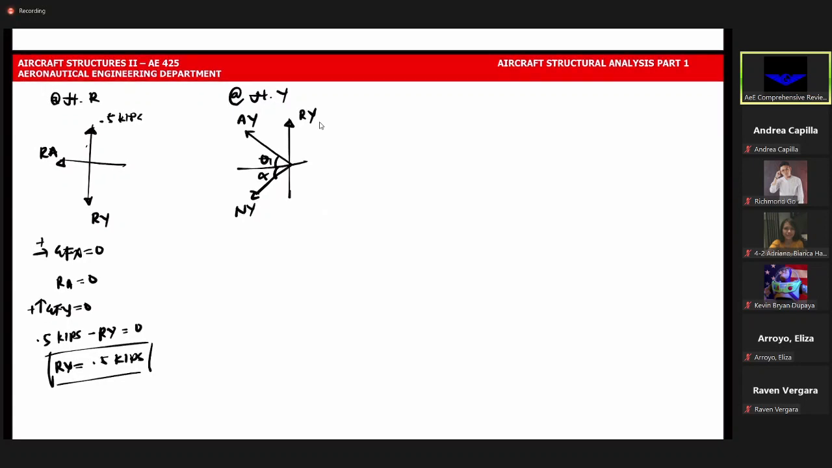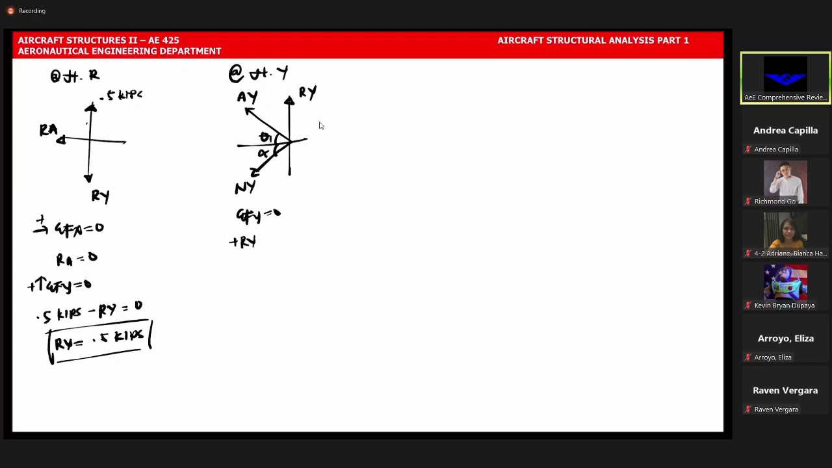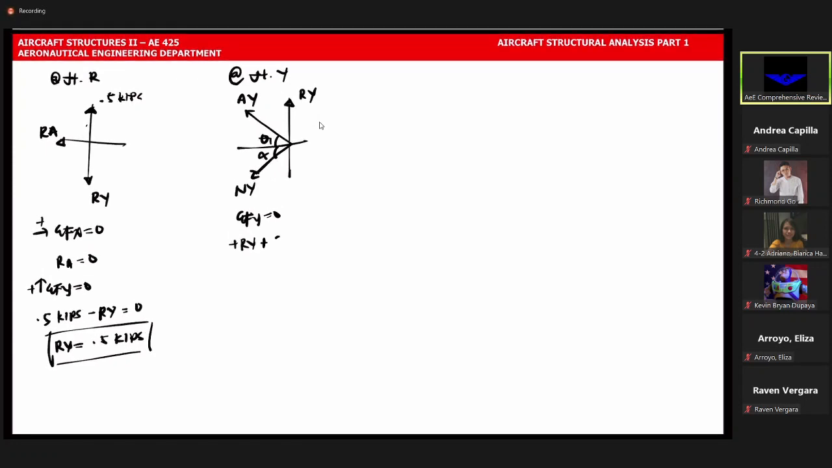Okay? So, summation forces Y is equal to 0. Positive RY, and then positive sine theta sub 1 AY minus sine alpha NY is equal to 0. So, paano naging sine or cosine? Sine yan. Kasi ito yung Y component ng AY. So that is opposite dun sa angle. Ito naman yung y component ng NY.